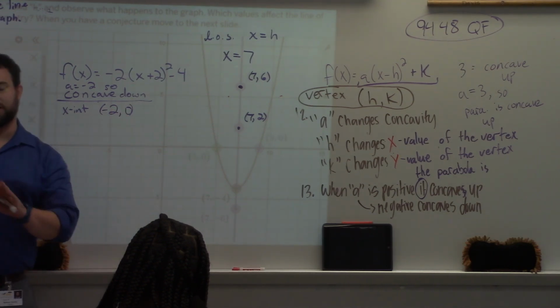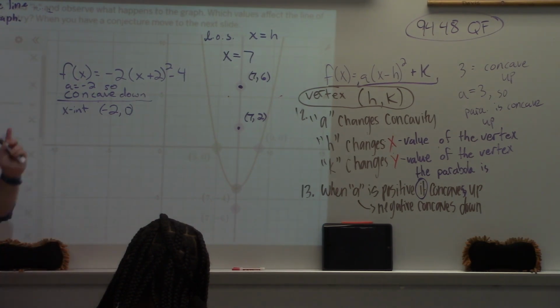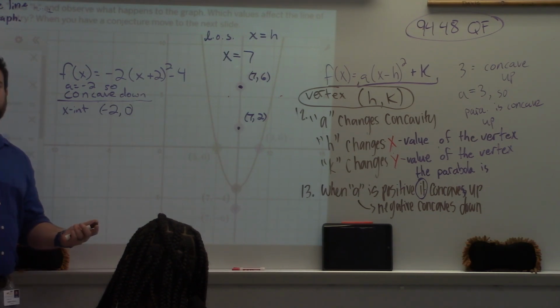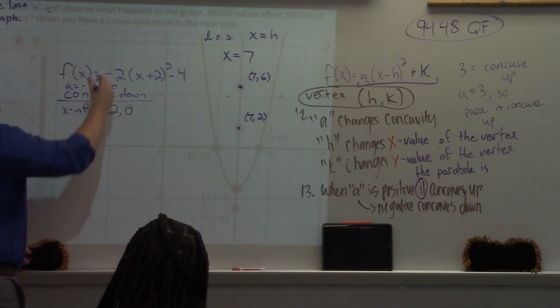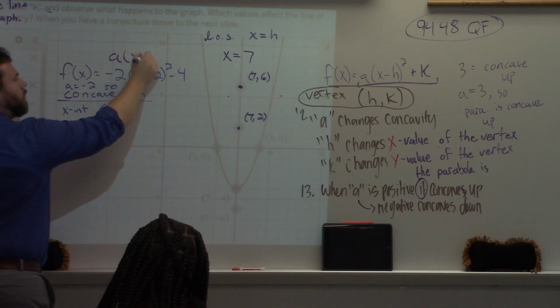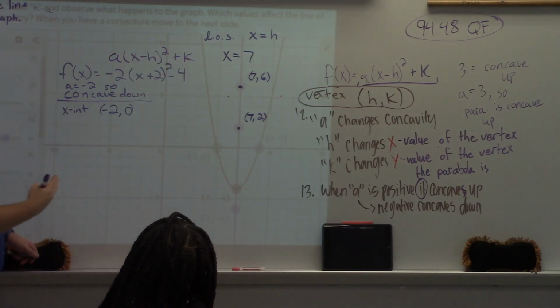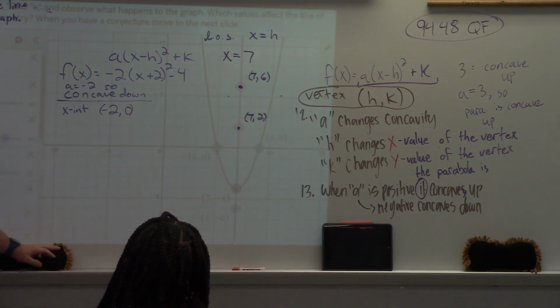I need y'all to pause. I need y'all to remember this. Which form is this again? Vertex. So why are you talking about an x-intercept? It's the vertex form. We shouldn't be talking about x-intercepts. What form has x-intercepts? Mr. Kennell was learning factored form.